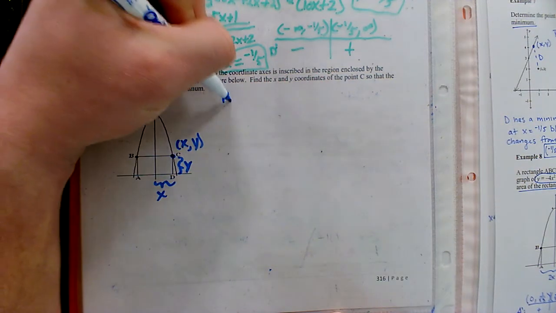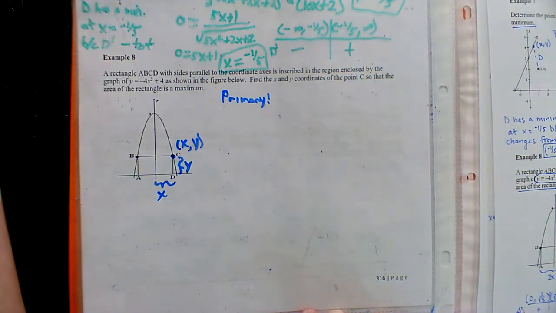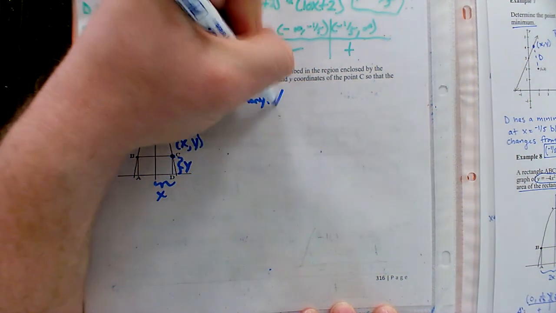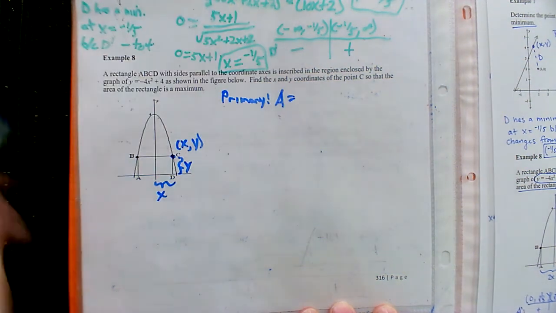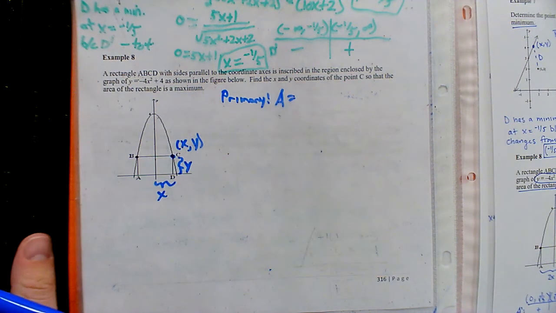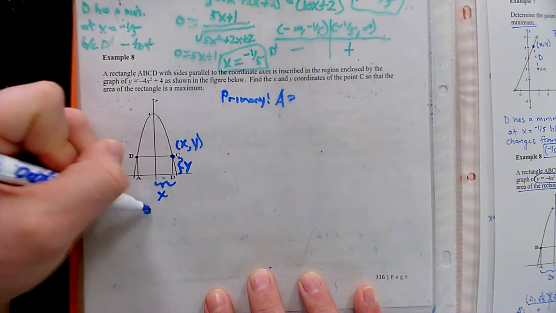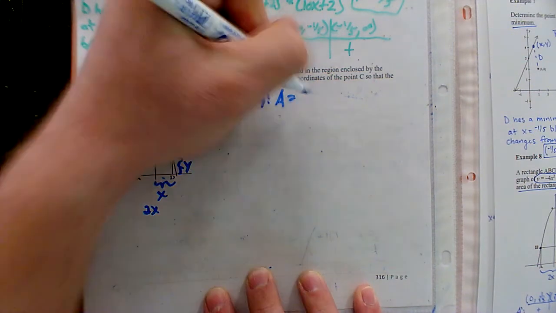So what is our primary equation? A equals xy because that's the area. Okay, we want to maximize area. How am I going to find the area of this rectangle? 2x. Yeah, I have an x here and an x here because this is only half of it. So the whole thing is 2x times y.